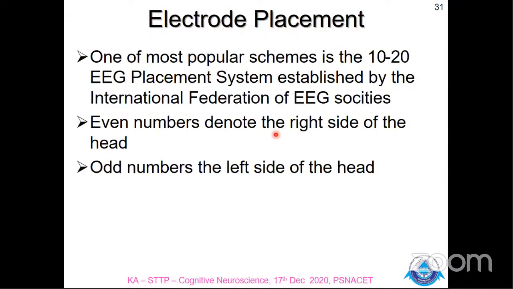The F letter indicates the frontal lobe. This 7 indicates the left side, since 7 is an odd number. So there is the left side and the right side. During your recording, the notation is O2.